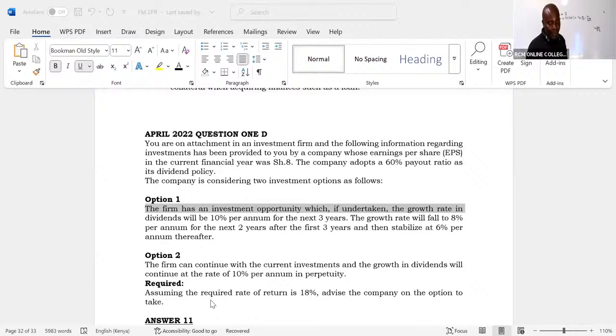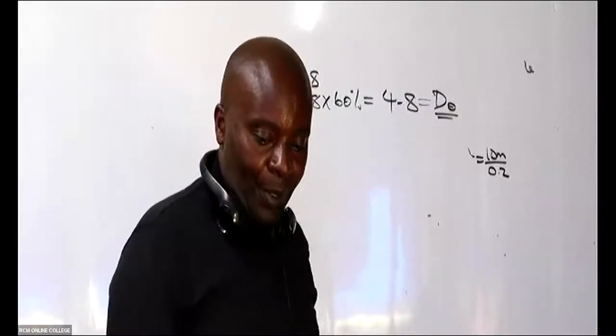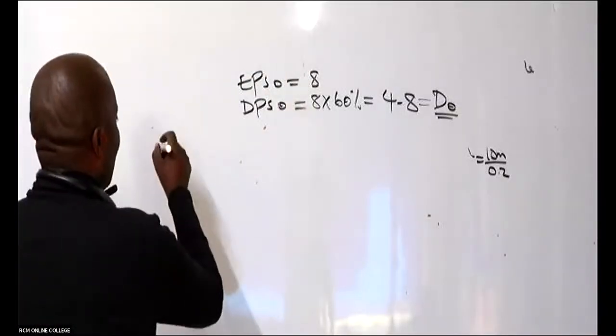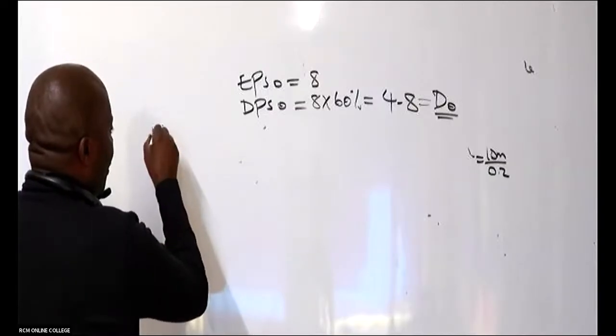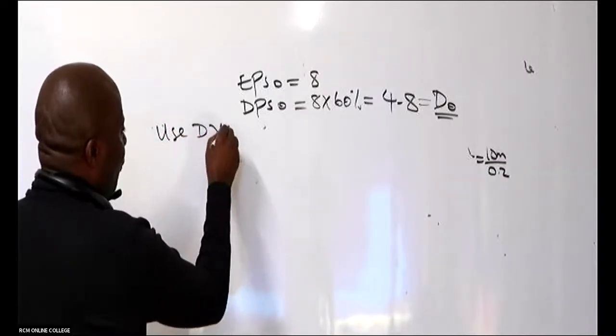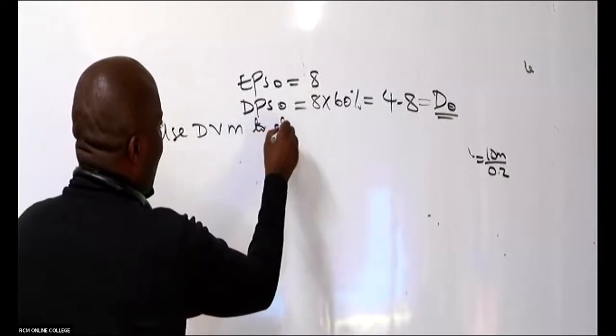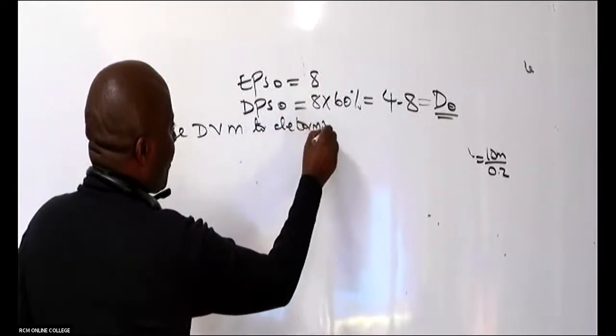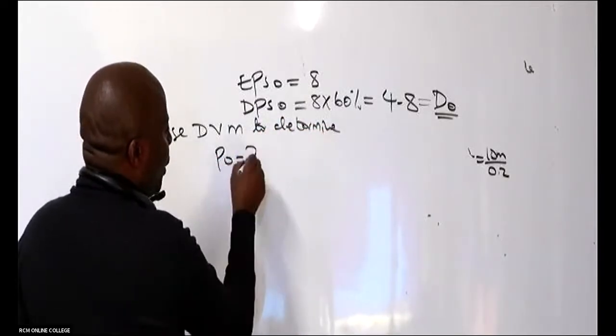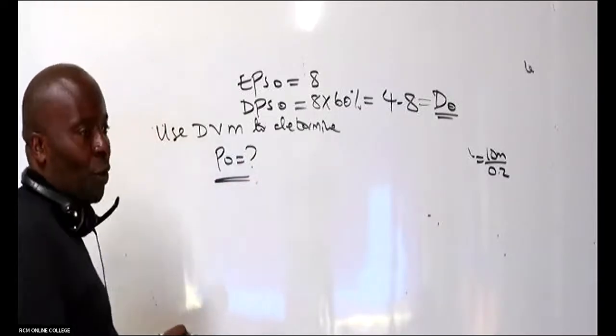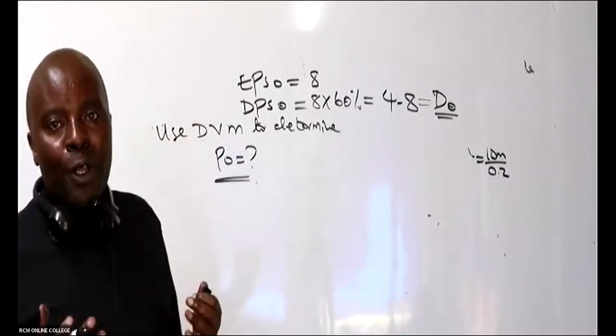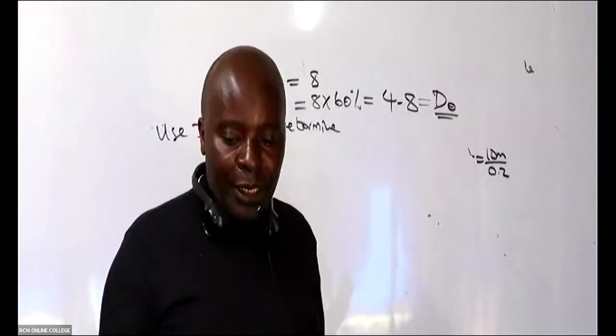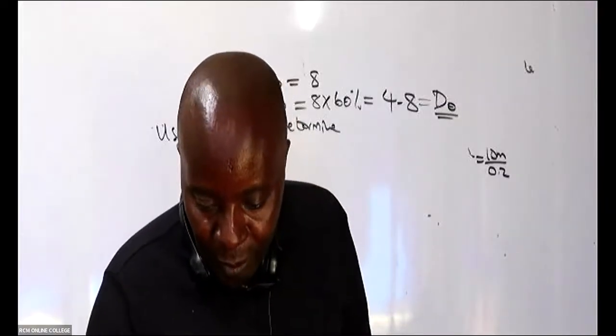So ladies and gentlemen, basically, they want me to use the dividend valuation model to determine P0 between the two options. And then, of course, you'll be able to go for that particular option in question 1B.